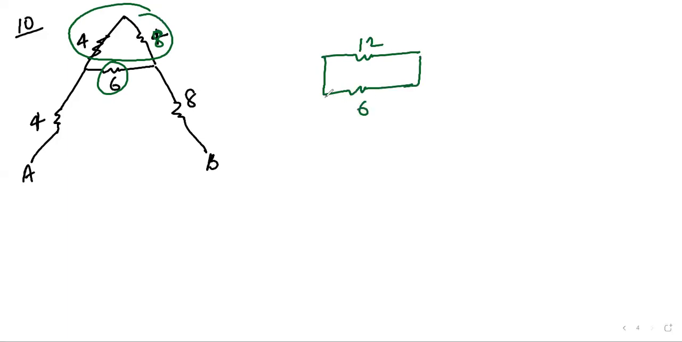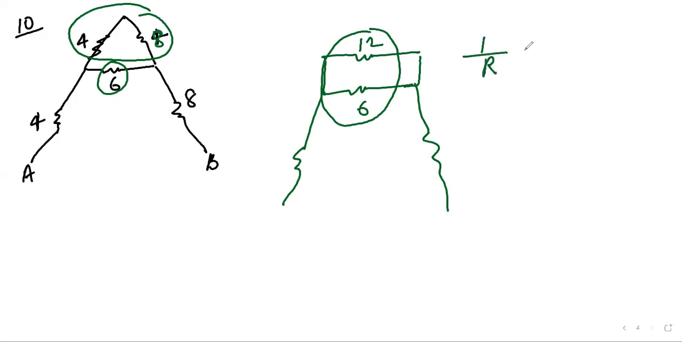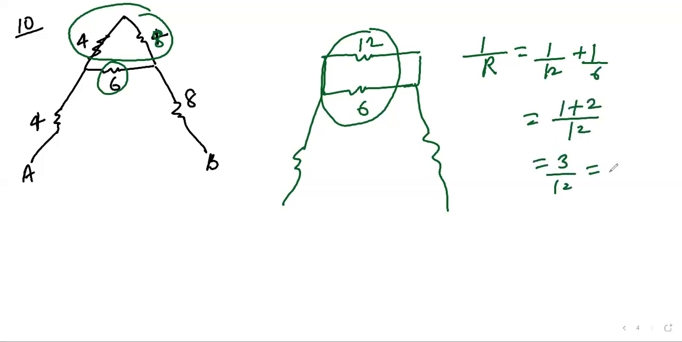Again, it is connected like this. So this is in parallel now. How will you add? 1 upon R is equal to 1 upon 12 plus 1 upon 6. The LCM is 12, so it is 1 plus 2, which is coming out 3 by 12. So it is 1 upon 4 equal to 1 upon R, so R equals 4. So this value is coming out to be 4.